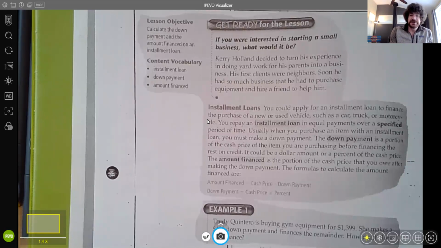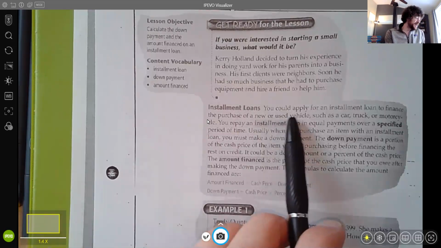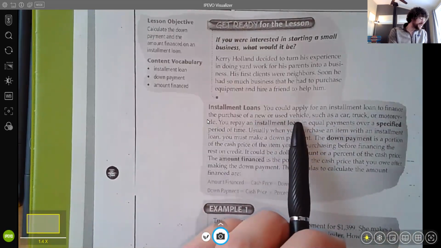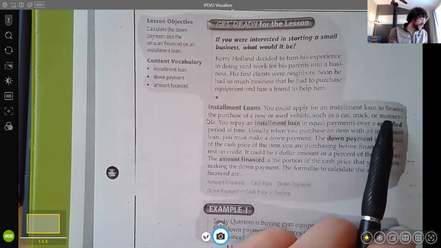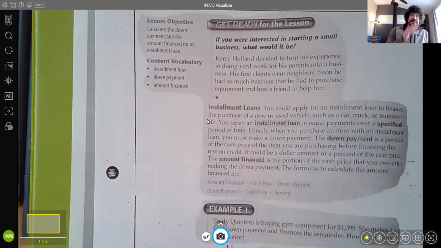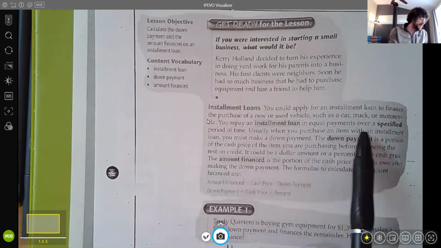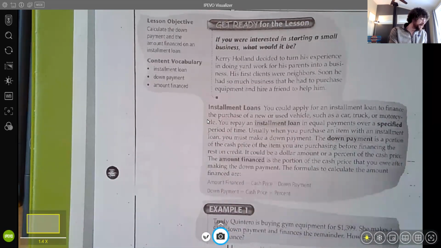So first of all, the difference between yesterday we were talking about single payment loans and installment loans. What we're talking about today, this says here, you could apply for an installment loan to finance the purchase of a new or used vehicle, such as a car, truck, or motorcycle. And it says that you repay an installment loan in equal payments over a specified period of time.